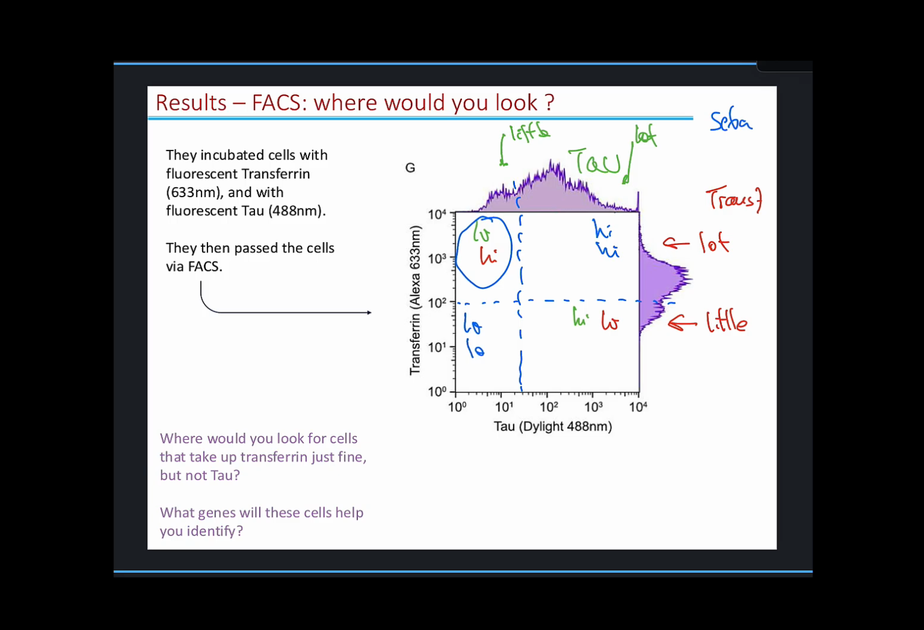If you mutate a housekeeping gene, where do you think those cells will end up? In the low, right? Because those cells now are not picking up anything. What did I call them before? Most likely dead cells. So if your guide RNA targeted a housekeeping gene, a vital, an essential gene, most likely those cells are going to end up here.